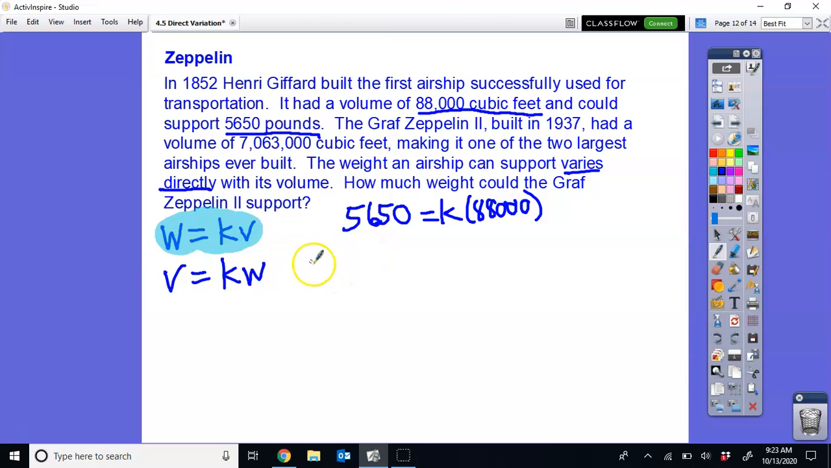Same thing here. I can take the y value divided by the x value to find the constant. In other words, remember, that's the same thing as my slope. That's the same thing as m. Okay? So, I just take out my handy dandy calculator.